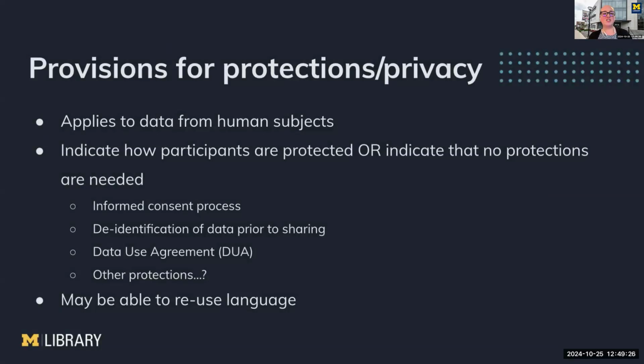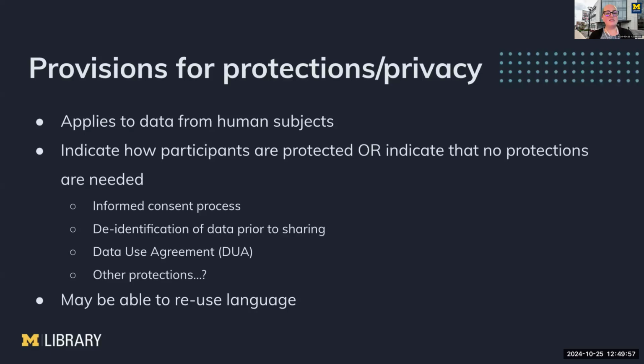And then provisions for protection or privacy. This section of a DMP really only applies if you're working with data from human subjects. This is where you would indicate how the study participants are protected, or you would indicate that no protections are needed. This section will include mentioning things like if you have an informed consent process, if you're de-identifying data prior to sharing, if you are going to be requiring a data use agreement if people want to reuse your data, and possibly other protections such as a certificate of confidentiality or others.